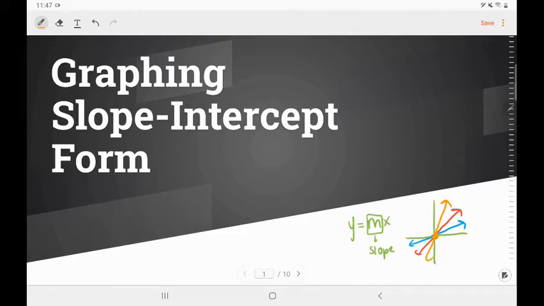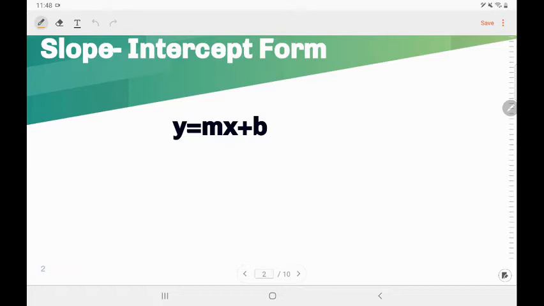Today we're going to add one additional step. We're going to add a plus b. This b is going to represent our y-intercept, and that's going to shift our starting point up or down on our y-axis. So to begin with, I'd like you to make sure that you write down this format. And we're going to write down what each of these means. So slope-intercept form, and here's my equation for slope-intercept form.